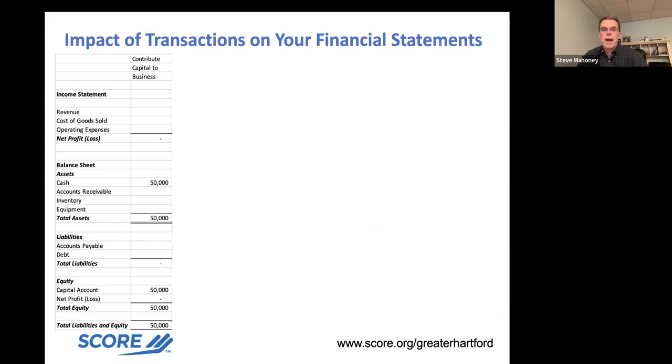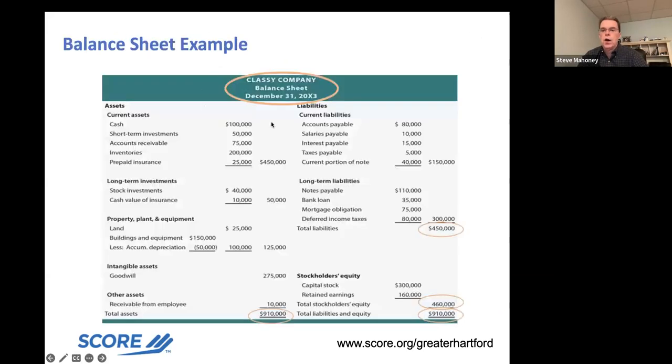If you're looking at a balance sheet, you'll hear the term overly leveraged, or, do they have a lot of debt? This is an example of a balance sheet where a business is in good shape. They've got really good current assets and they don't have a lot of current liabilities.